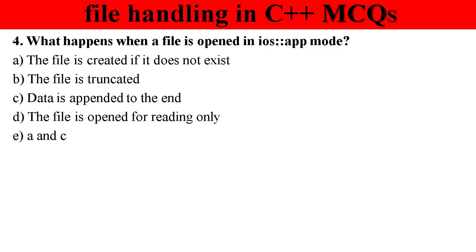Question number 4. What happens when a file is opened in ios::app mode? A. The file is created if it does not exist. B. The file is truncated. C. Data is appended to the end. D. The file is open for reading only. E. A and C. When the file is opened in ios::app mode, the file is created if it does not exist and data is appended to the end. The correct answer is E.